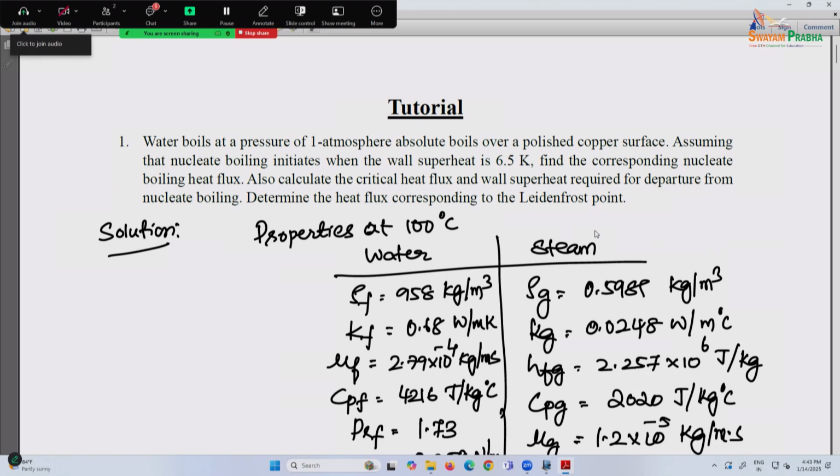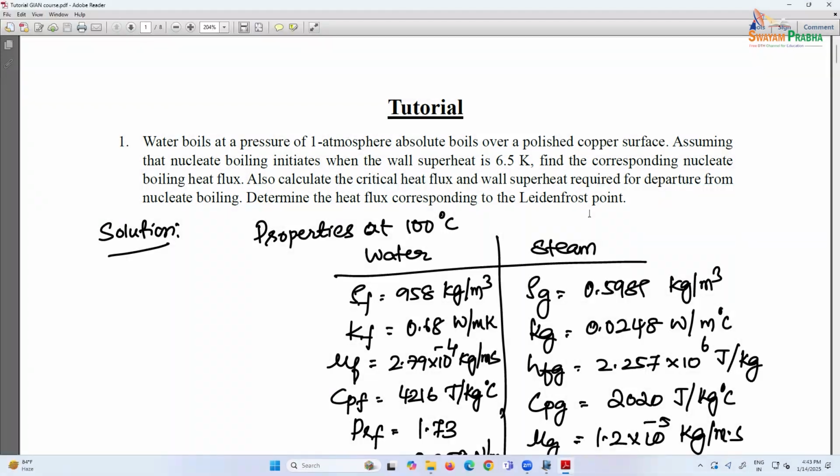The first problem is basically pool boiling. There is a polished copper surface and you have water at 1 atmosphere pressure which is boiling, and assuming that nucleate boiling happens at 6.5 Kelvin, this is the onset of nucleate boiling. Find the corresponding nucleate boiling heat flux. So, how do you calculate that?